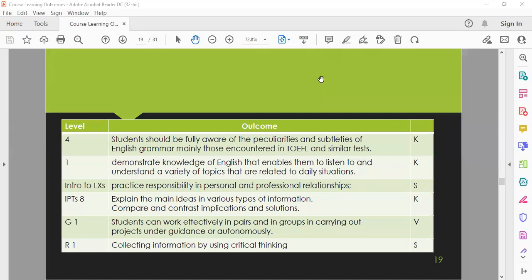the level of the course. Then in the next course, we have collecting information by using critical thinking, and this is at the skill level. And this is a reading 1 course. Again, it seems that it's the same problem. So first, the choice of the verb. The second is it's quite vague. What kind of information? Collecting information by using critical thinking? Be specific, be meaningful, be clear.